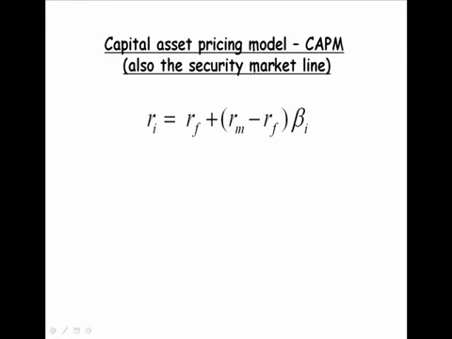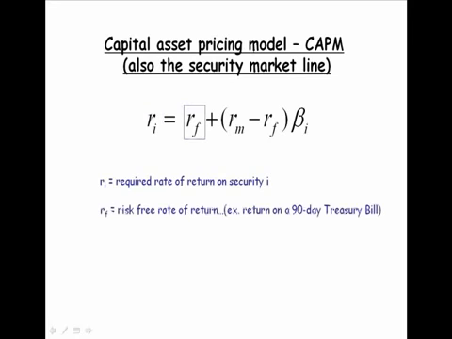This formula is the capital asset pricing model. Now, this formula is actually the equation of a line, and when this line is graphed, the line is referred to as the security market line. We use the capital asset pricing model to help us determine the required rate of return on a security.